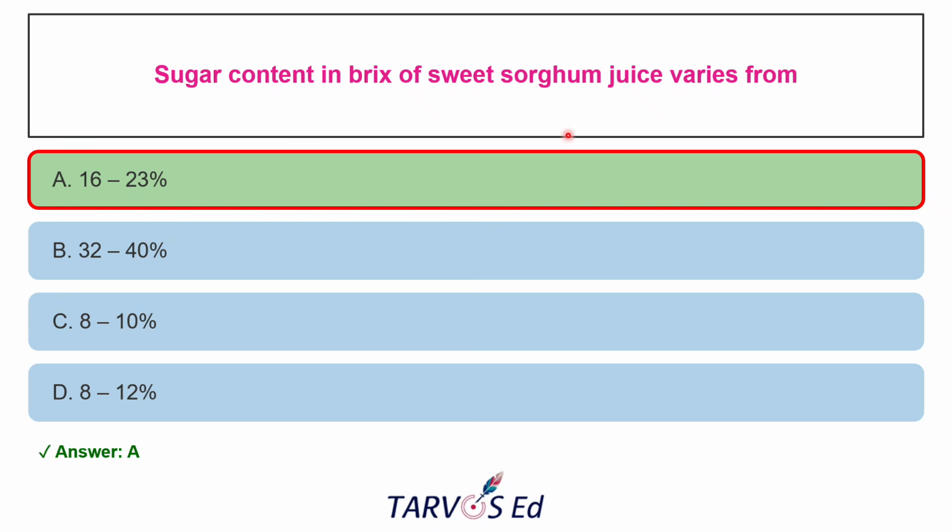Because sweet sorghum has sweet stalk that contains high Brix value, 16 to 23%. So you can remember it like sweet 16 sorghum, or sweet sorghum 16. Every word starts with S. You can easily remember it that way.